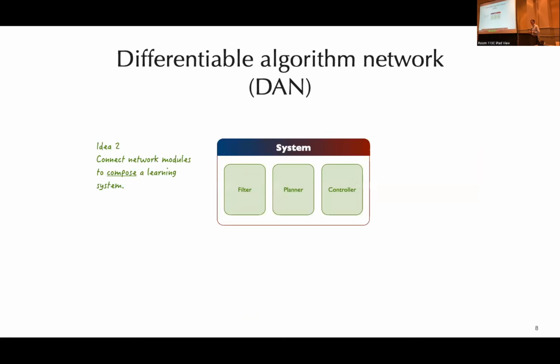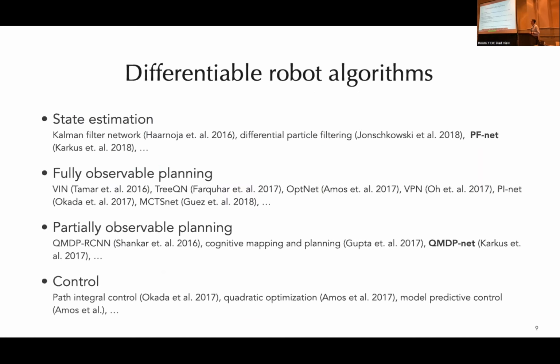Now, the second part of our idea is that we can encode various different sorts of algorithms into a network. We can have a state estimator, a planner, a controller. We can connect all of them together into a complex system by simply putting the output of one module into the input of the next module, right? And we can train this entire system end to end. Now, in the last few years, we have already got all sorts of different modules for state estimation, fully observable decision making, partially observable decision making, control, and so on and so forth. We have a lot of available modules right now, right?